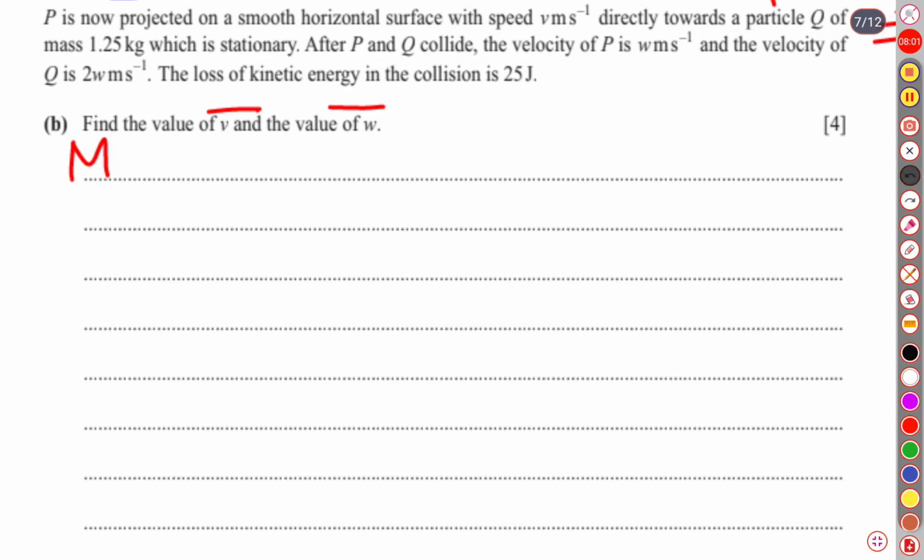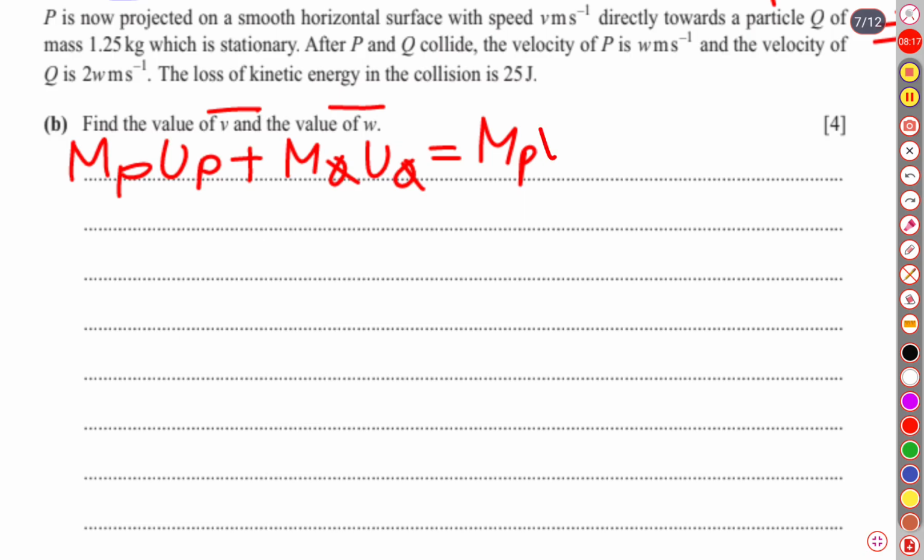So m_p into initial velocity of p plus m_q, the other particle, and initial velocity of particle q is equal to the final mass of particle p into final velocity of particle p, as well as mass of particle q into final velocity of q.